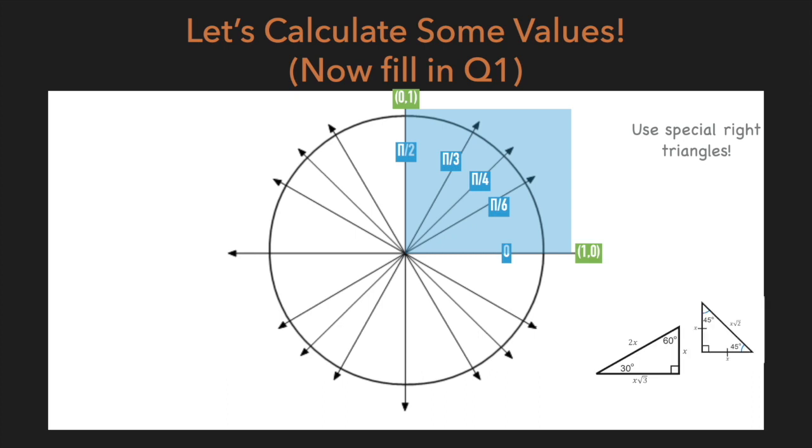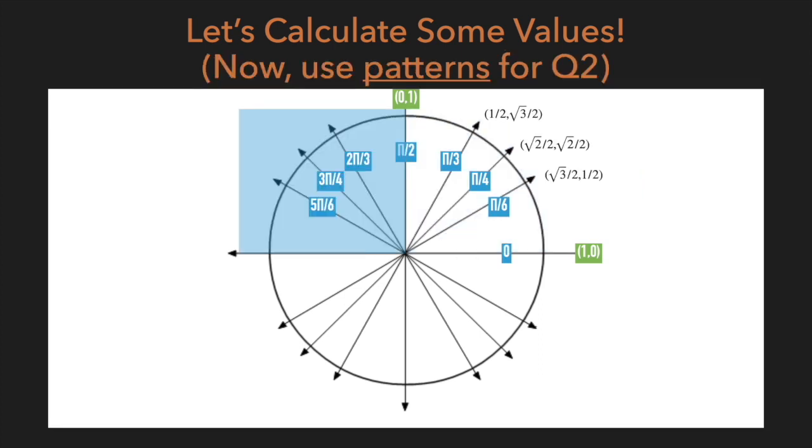And so we know, using these two triangles, that 30 degrees has an x value of root 3 over 2 and a y value of 1/2. And we know the 45, 45, 90 right triangle, both legs are root 2 over 2. And then for the 60, the x value is just 1/2 and the y value is root 3 over 2. And so using those special right triangles, we can fill in these values.